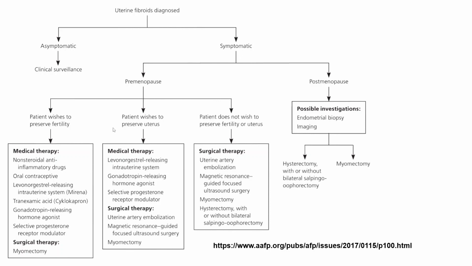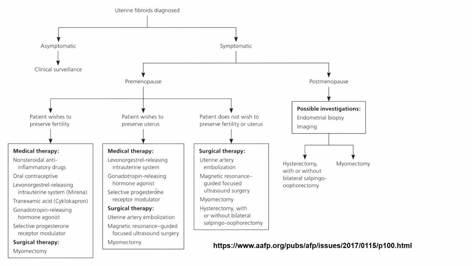In those patients who don't bother about fertility or the uterus, surgical therapy, either hysterectomy or myomectomy, is one choice. The other options now available are uterine artery embolization or MRI guided ultrasound surgery. Ultrasound surgery is also suggested, but most of the time what we generally prefer is hysterectomy or myomectomy.